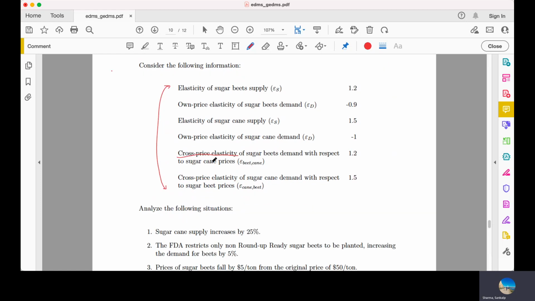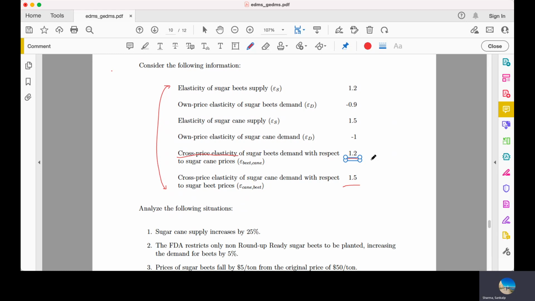The cross price elasticity of sugar beet demand with respect to sugarcane prices, so beet with respect to cane, is 1.2, and the cross price elasticity of sugarcane with respect to sugar beet prices, cane to beet, is 1.5. Notice how these numbers are positive. One thing to remember about cross price elasticities is that if those numbers are positive, that indicates those goods essentially are substitutes.